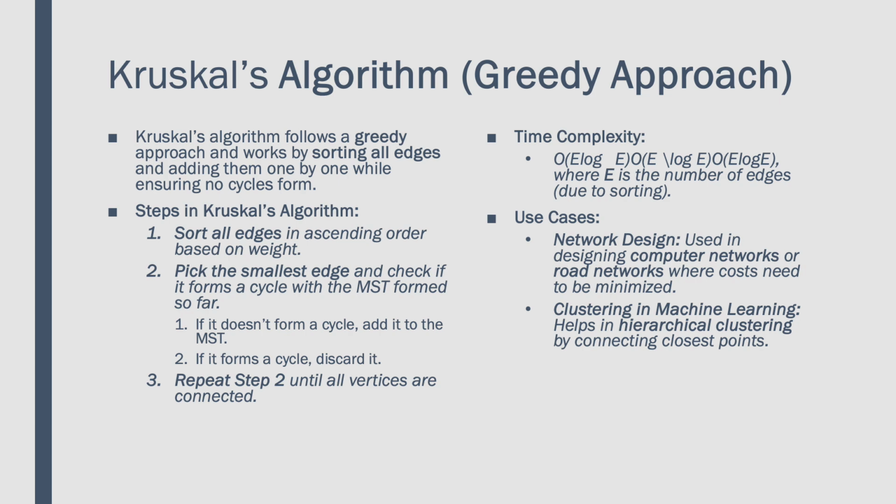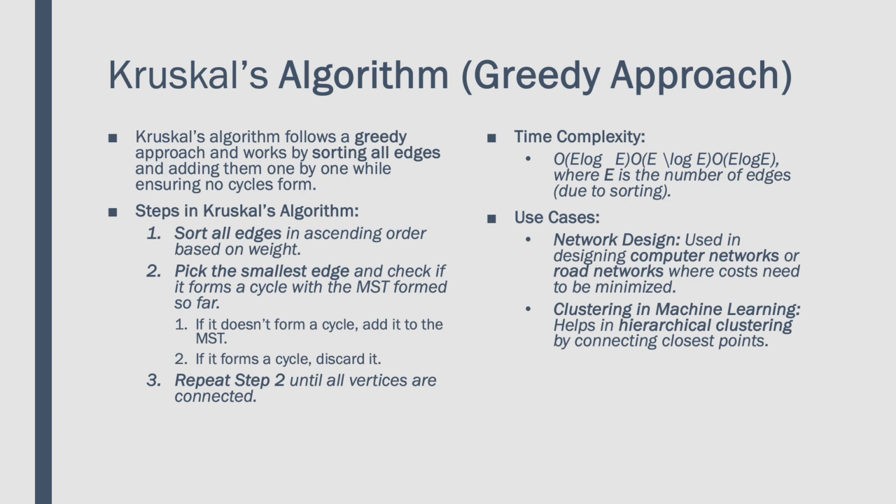So what are the use cases of Kruskal's algorithm? First of all, it is used in designing computer networks, road networks, and power grids, where cost minimization is crucial. Connecting different cities with minimal road building cost could be an example for that.